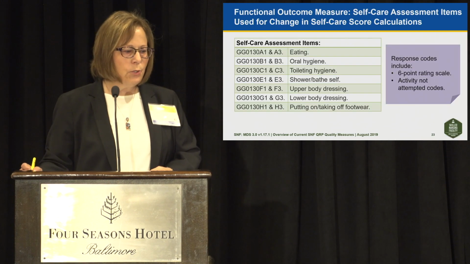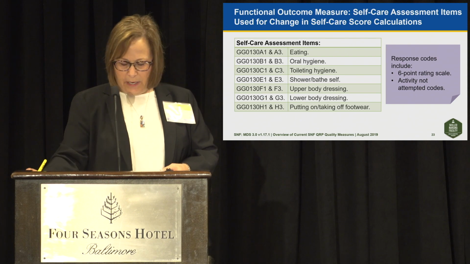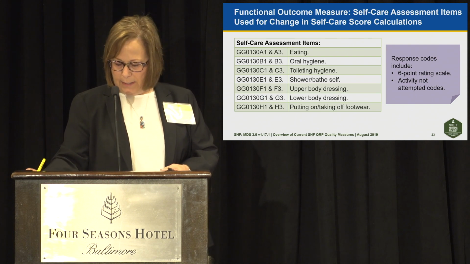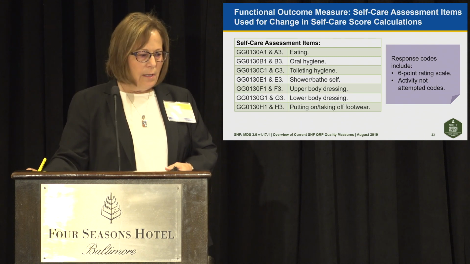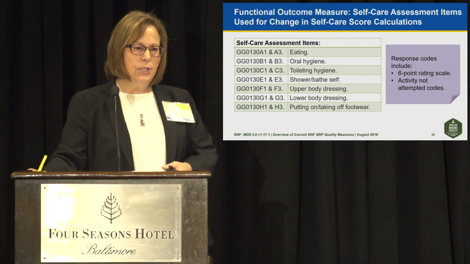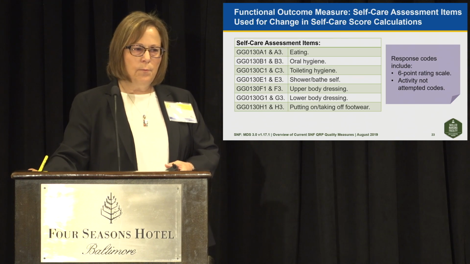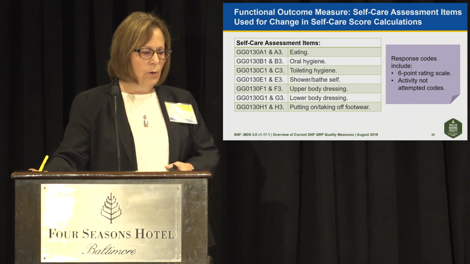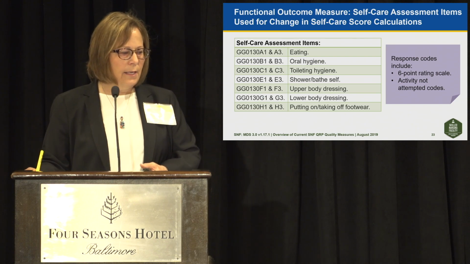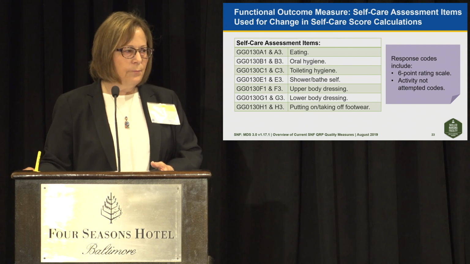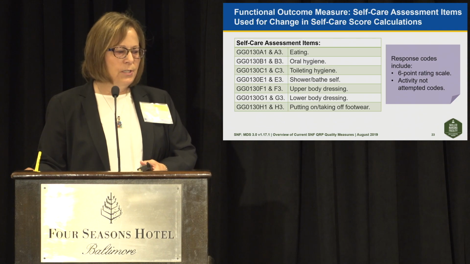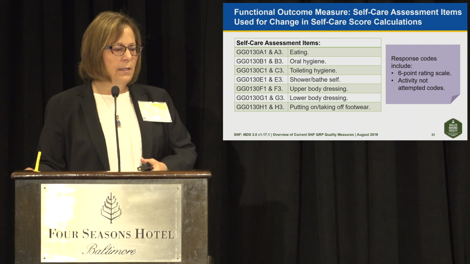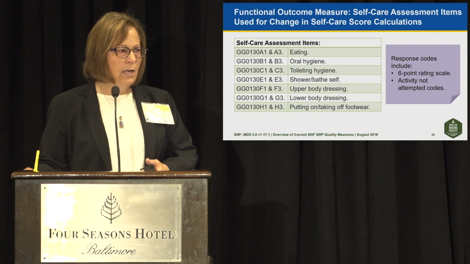The self-care change score uses 7 GG self-care admission and discharge performance items from the PPS 5-day and the PPS discharge. They are eating, oral hygiene, toileting hygiene, shower, bathe self, upper body dressing, lower body dressing, putting on and taking off footwear. So you'll notice on the slide that we provide the references on the PPS 5-day and the PPS discharge. For example, for eating, GG0130A1 on the PPS 5-day and A3 on the PPS discharge.